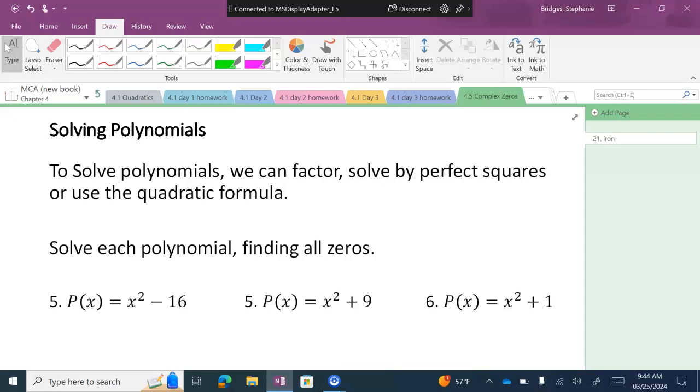So my directions are just going to say, solve each polynomial. We're going to find all of our zeros, all of our solutions. The next few days after today, we'll get into the harder ones that take a little bit more work.